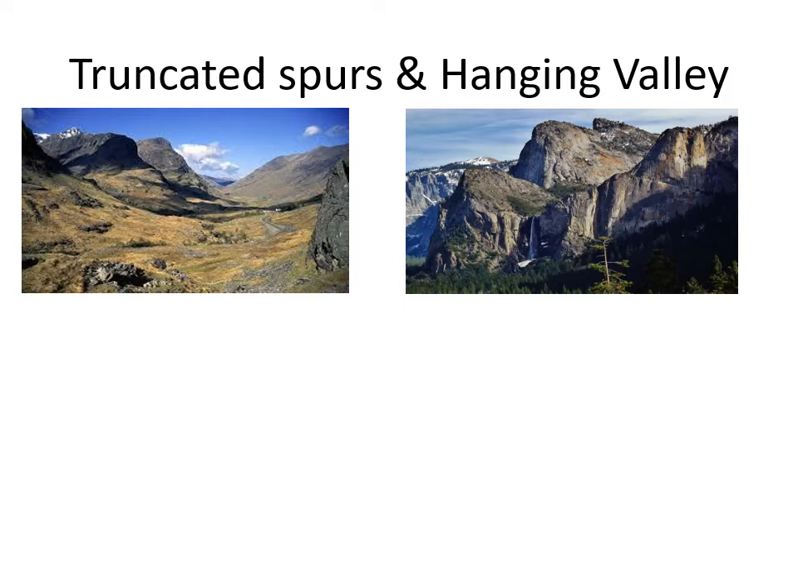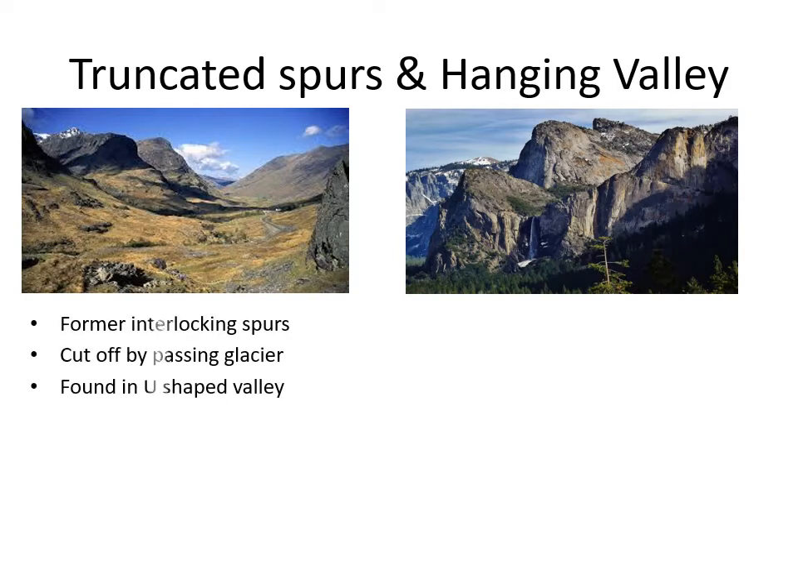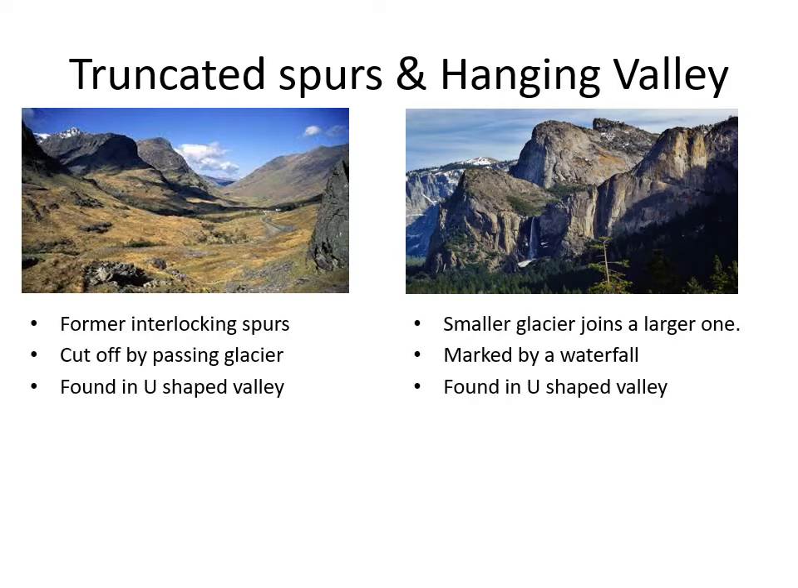So we'll start by recognizing some of these features: truncated spurs and hanging valleys. What are they? Well, truncated spurs are the cut off former interlocking spurs. So here's a truncated spur, here is a truncated spur, here is one. Formerly this used to be a V-shaped valley with interlocking spurs. The river had to wind to get around the hard rock. When the glacier arrived, it simply plowed through that hard rock and created a big wide valley. Okay, so that's what our truncated spurs would look like.